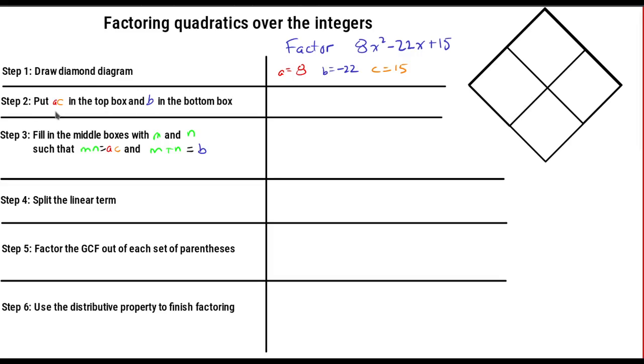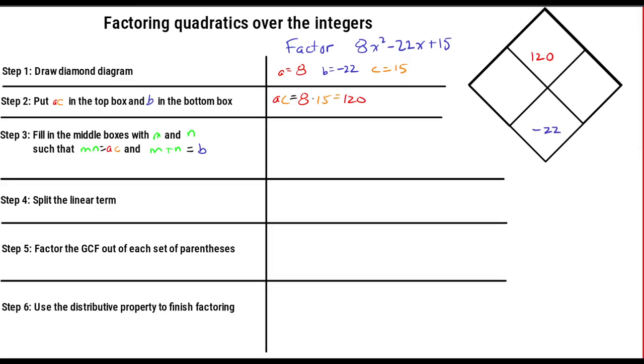So we put AC in the top box and B in the bottom box of our diamond diagram. So AC, A times C, that's 8 times, and our C was 15. If we multiply that out, 8 times 10 is 80, plus 8 times 5 is 40, so 80 plus 40 is 120. And B is negative 22, so we're going to have a 120 in the top, and a negative 22 in the bottom.